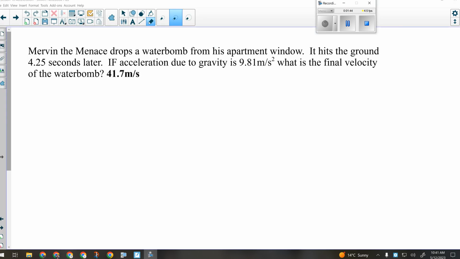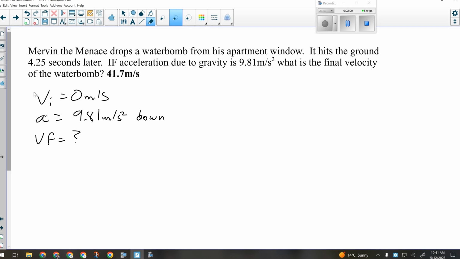Okay, so looking at number 2, we're dropping something out of a window. If we're dropping something, what's our initial velocity? 0, yeah. So VI equals 0 meters per second. The other thing is that the acceleration is 9.81 meters per second squared down. And we're looking for the final velocity if it falls for 4.25 seconds. All right, so there's our givens.